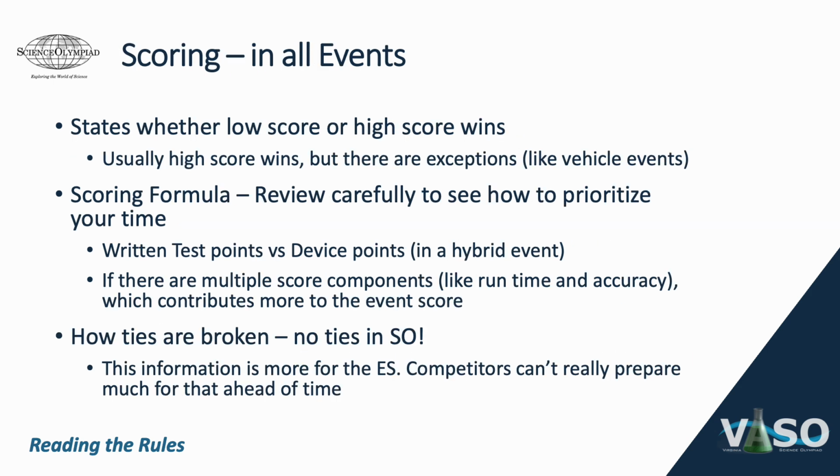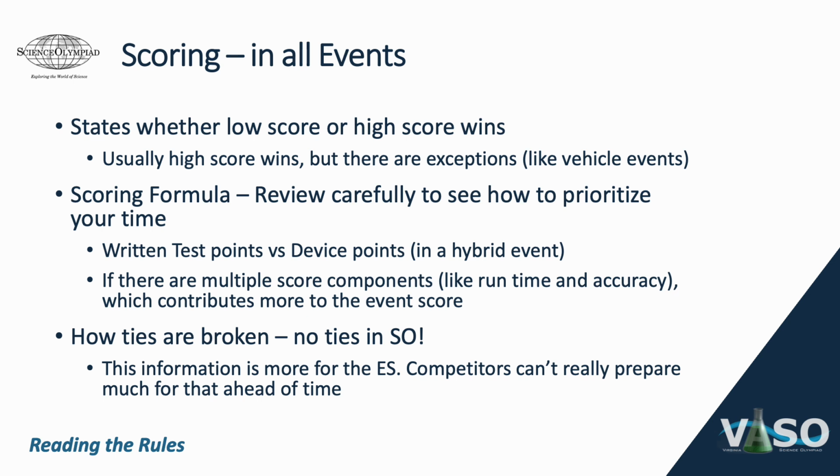The final section in all of the rules is scoring. And it states whether a low score or a high score wins. Usually high score wins, but there are exceptions, like the vehicle events. A lot of times there's a scoring formula, and you should review that carefully to see how to prioritize your time. In those hybrid events I was talking about, you might see how many points are for the written test and how many points are for the device to know whether to spend more time studying the topics or working on the device. If there are multiple score components like runtime and accuracy, which one of those contributes more to the event score? Do you need to spend more time making your device fast or accurate?